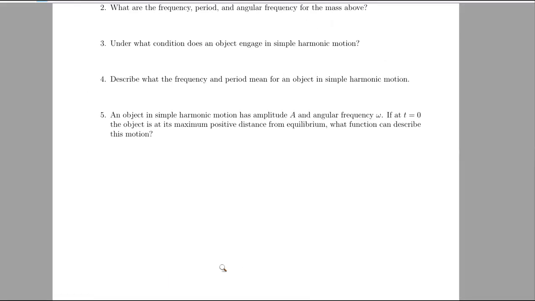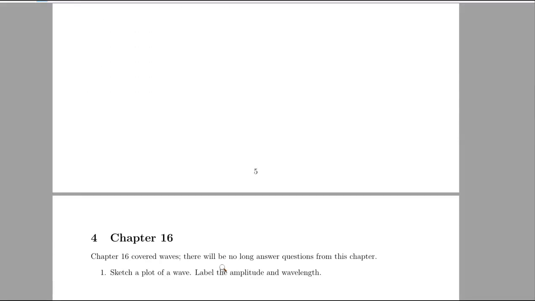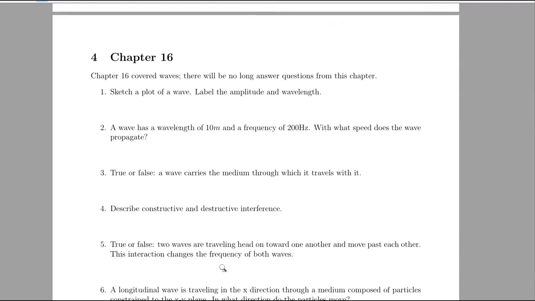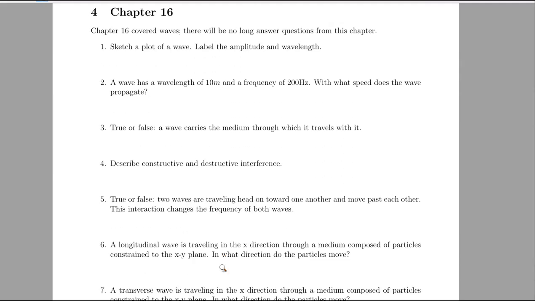All right. So that's it for chapter 15. On to chapter 16. All right, so chapter 16 is on waves. Our first problem says, sketch a plot of a wave and label the amplitude and wavelength.